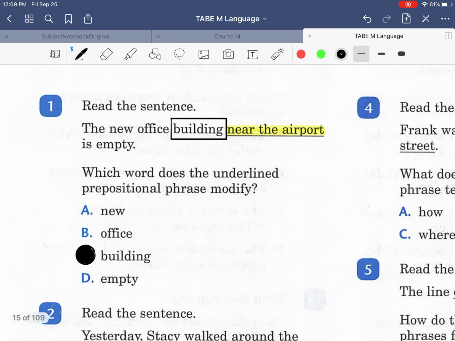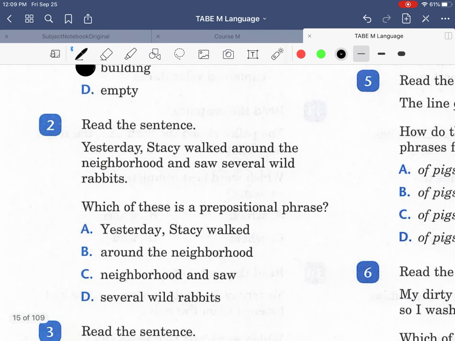Number 2, read the sentence. Yesterday, Stacy walked around the neighborhood and saw several wild rabbits. Which of these is a prepositional phrase? Well, a prepositional phrase won't have a comma in the middle of it, so I can eliminate A. Where could a mouse go in these choices? A mouse could go around the neighborhood. That's your prepositional phrase.